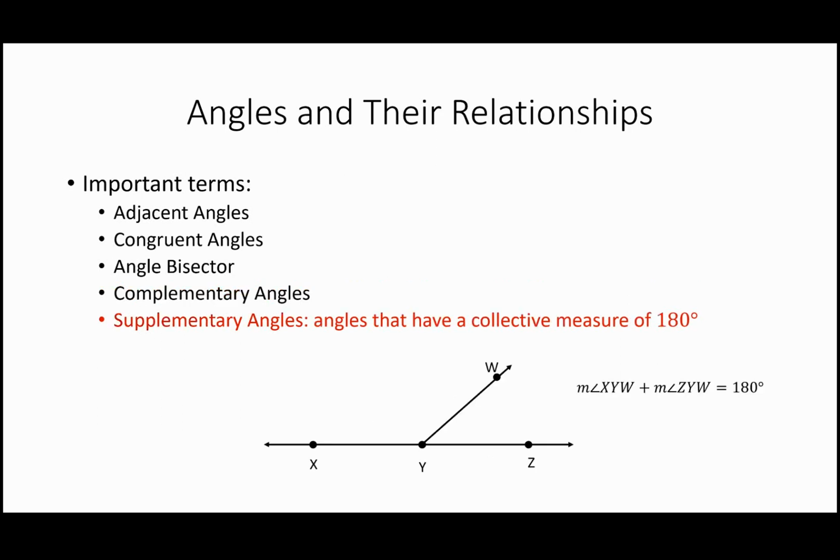The same is true for supplementary angles, just change the degree measurement. These are angles that have a collective measurement of 180 degrees, so when you sum their measurements, they equal 180 degrees. And in the figure, again, I'm showing these supplementary angles, X, Y, W, and Z, Y, W, as being adjacent to each other, but they need not be to fit the definition of this term. All right, moving on.